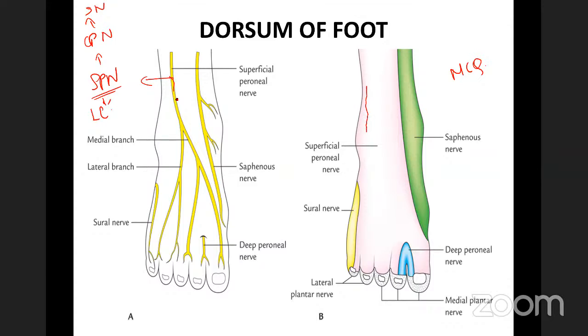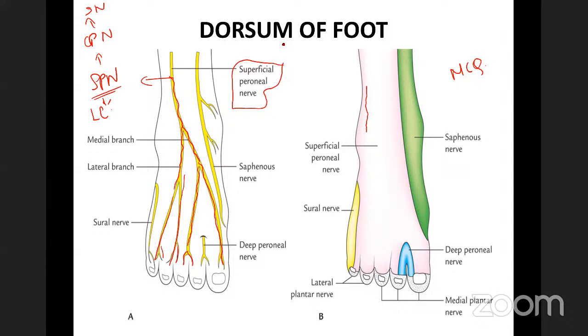Later, once it reaches the ankle, it divides into two branches, one medial branch and one lateral branch. The medial branch will supply the medial aspect of the great toe, and another branch of the medial branch will supply the cleft between the second and the third toe. The lateral branch will supply the cleft between the third and the fourth toe and the fourth and the fifth toe. So, most of the dorsum of the foot is innervated by superficial peroneal nerve.